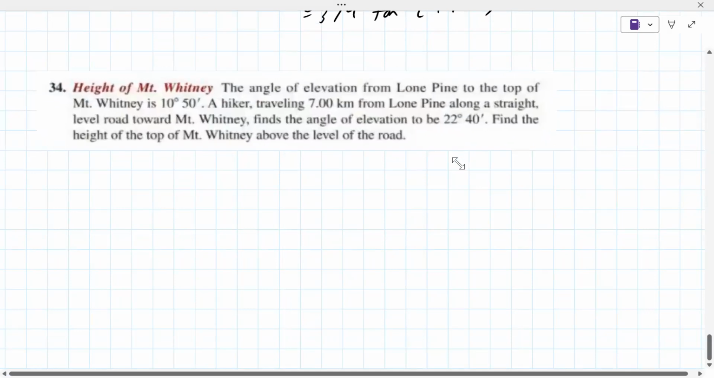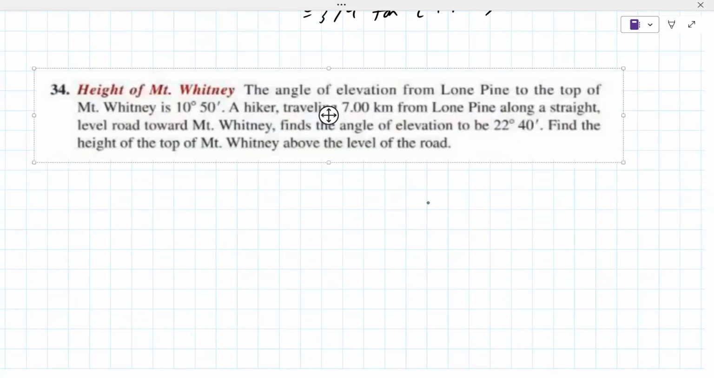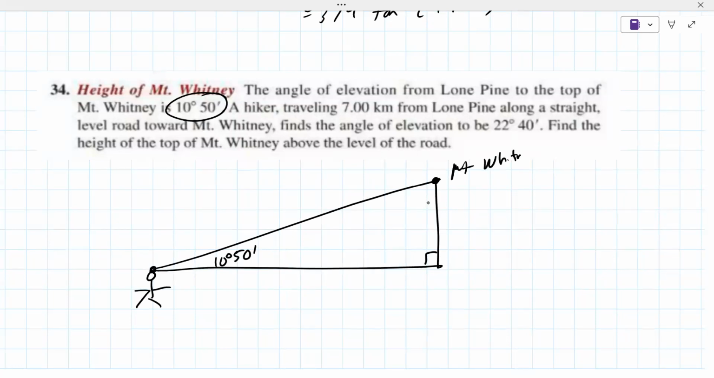All right, the angle of elevation from Lone Pine to the top of Mount Whitney is 10 degrees, 50 minutes. Hiker traveling 7 towards, okay, so here is the scenario. The hiker is here. And he looks up and he says, there's the top of the mountain. That's the 10 degrees, 50 minutes. Is that clear? He looks to the top of Mount Whitney. That's Mount Whitney up here.